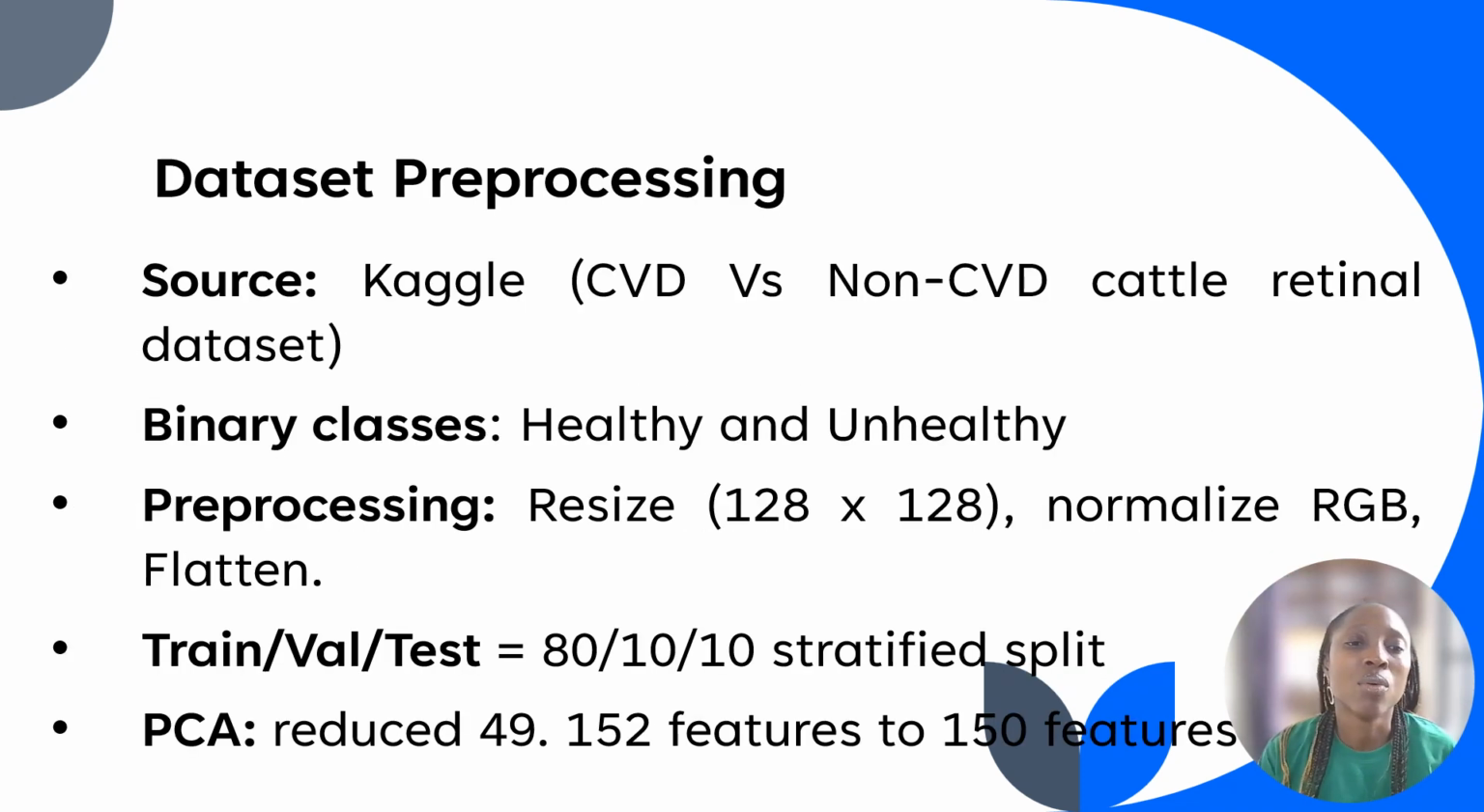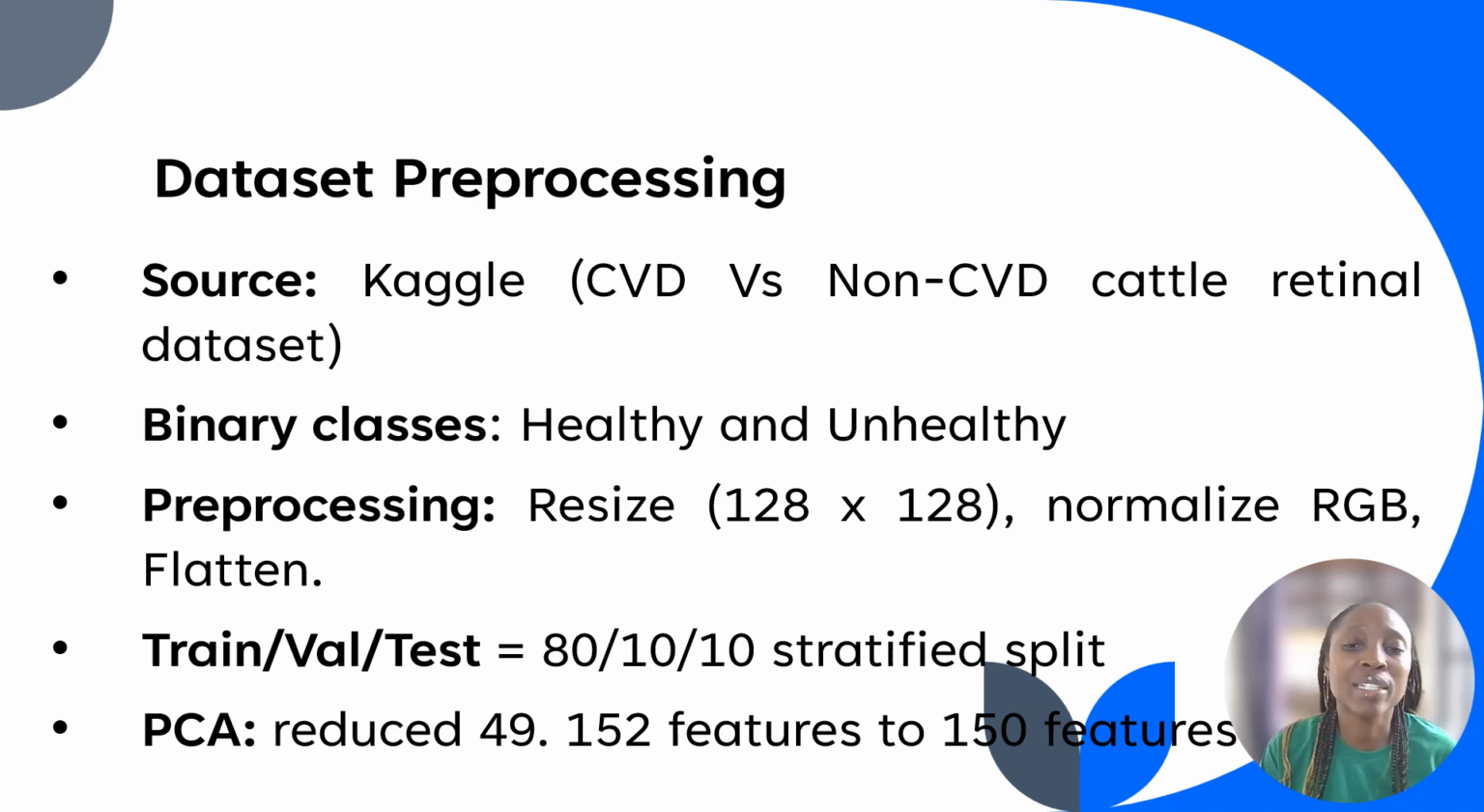The dataset was initially downloaded from a Kaggle repository, and it initially had two classes, which is a binary classification, labeled as CVD versus non-CVD. So we relabeled it to LD versus non-LD cattle retina. Then we processed it by resizing the images to 128 by 128, normalizing the RGB, and flattening before going through the training process.